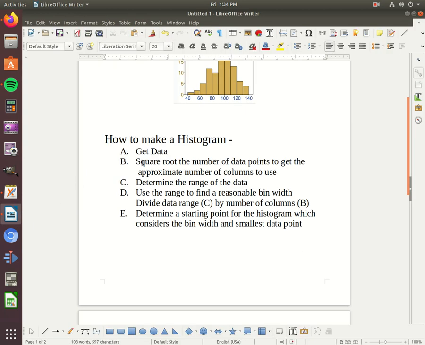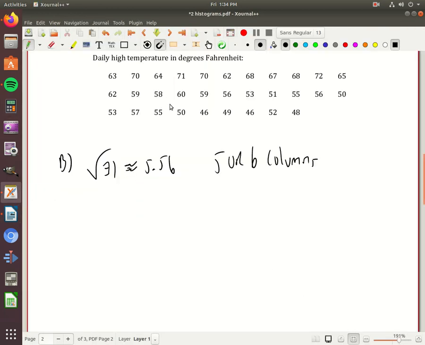Now if we go to step C, it says determine the range. Well, it turns out that the smallest number in this data is 46, I believe. And the largest number in this data apparently is 72. So I'm going to go ahead and just get that range. And the range is 26. So between the smallest piece of data and the largest piece of data, I have 26 spaces, and I want to make about 5 or 6 columns there.